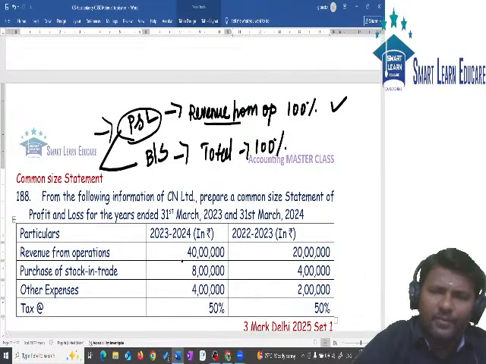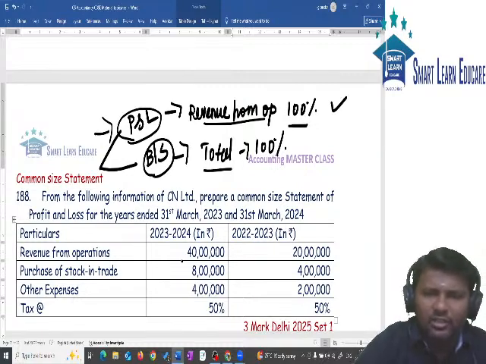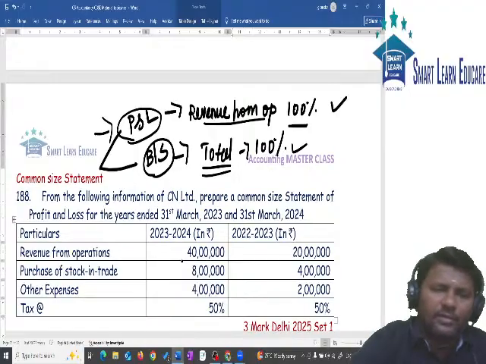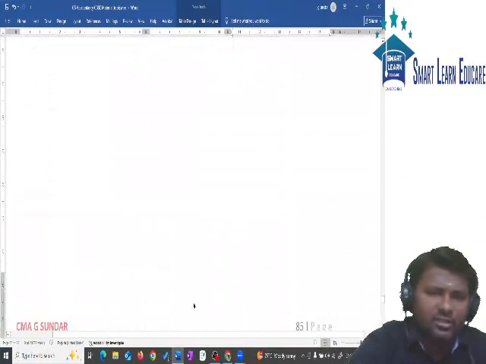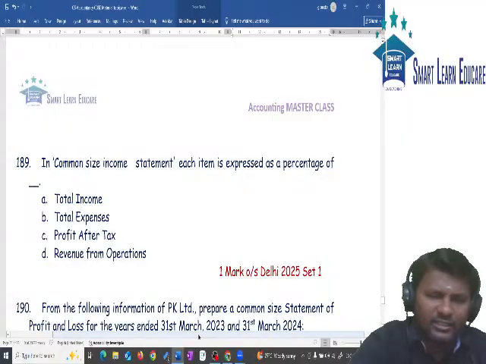Here revenue from operation is treated as 100 percentage. If it is common size balance sheet, your balance sheet total will be treated as 100 percentage.